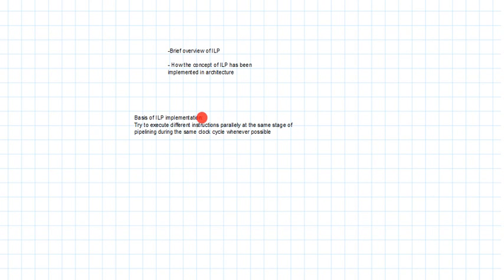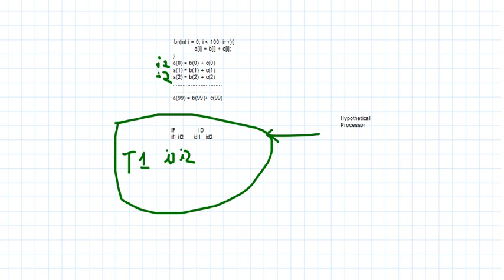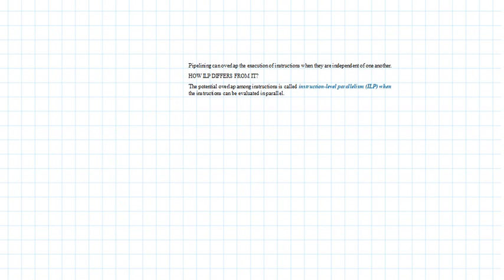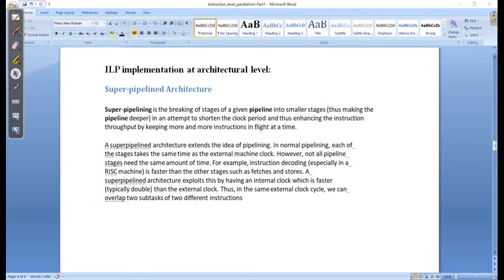What was the basis of ILP implementation? The basis of ILP implementation is to try to execute different instructions parallelly at the same stage of pipelining during the same clock cycle whenever possible. This was the basis of instruction level parallelism, and in this part we will study different architectures which have implemented this ILP concept.